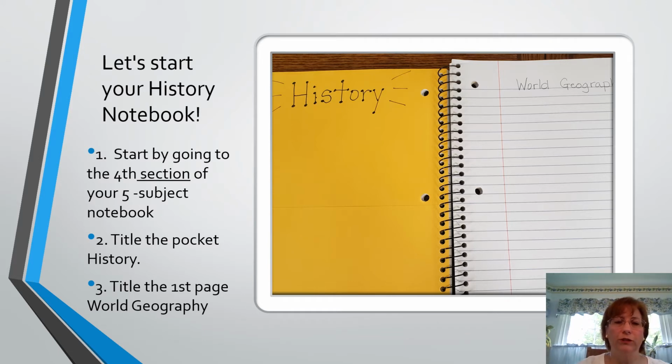First thing I want you to do is to start by turning to the 4th section of your 5-section notebook. The first 3 sections are going to be used for your math notes. When you open up to the divider or the pocket, title it History. And at the top of your first page, write World Geography.